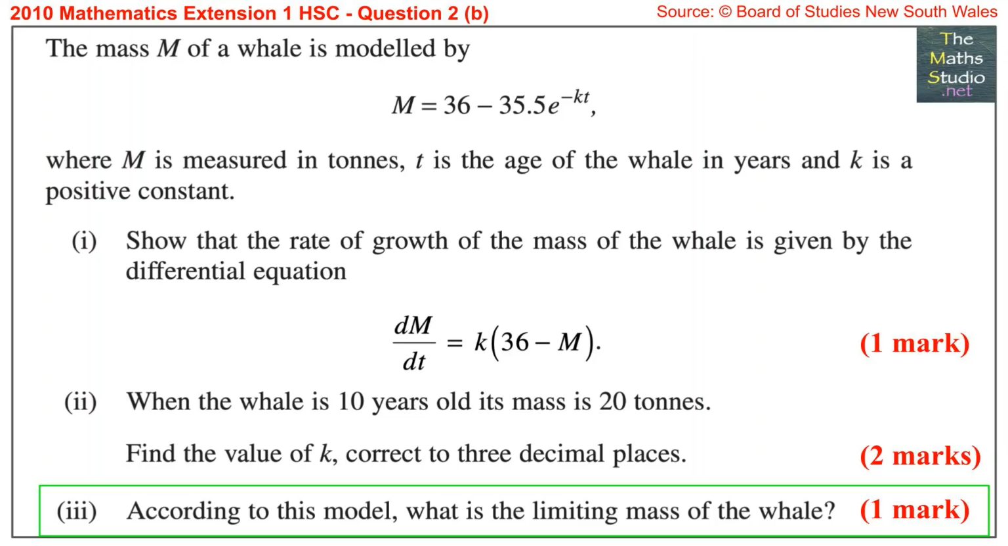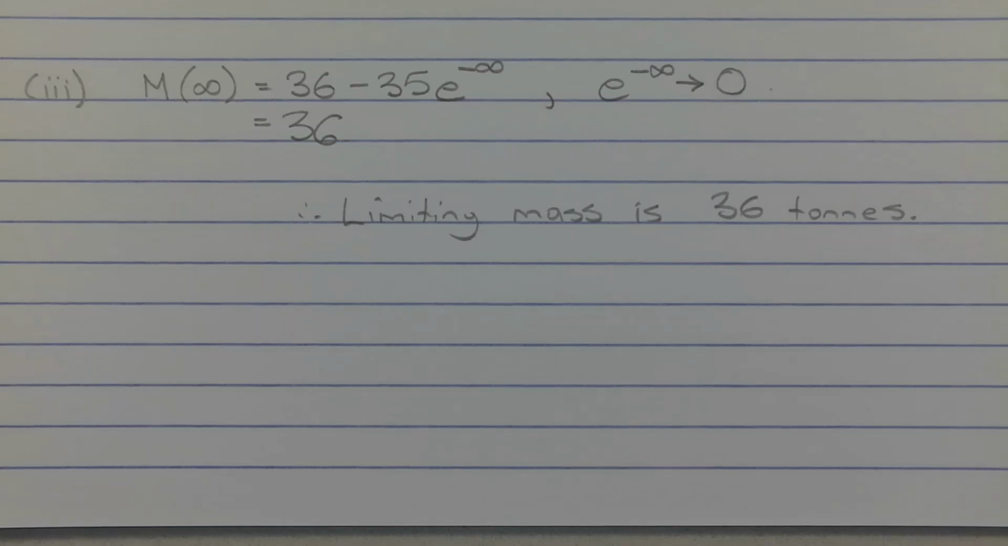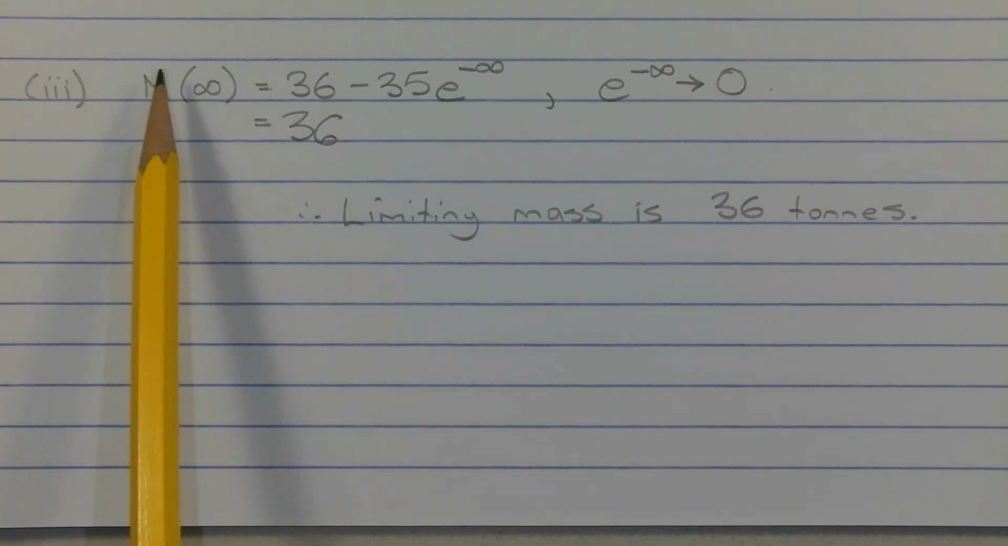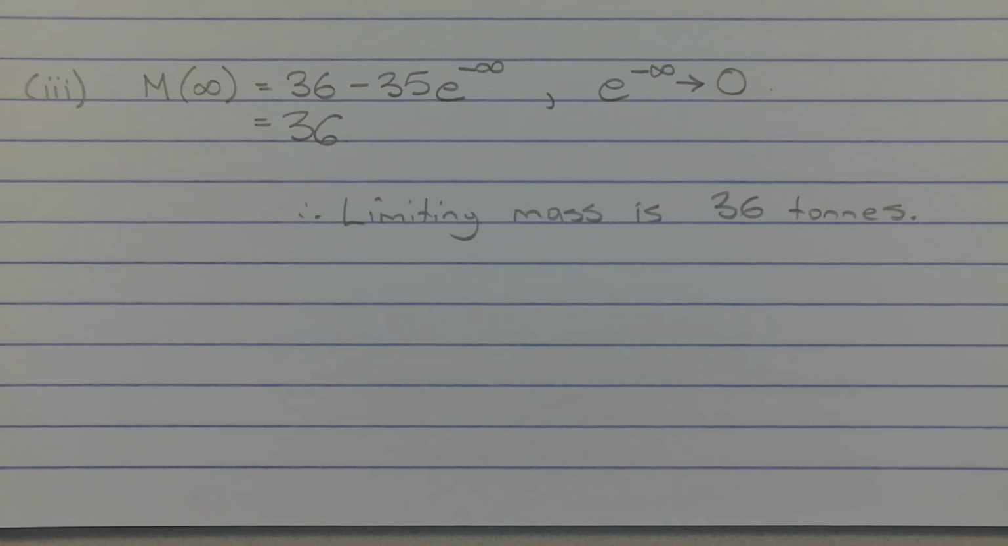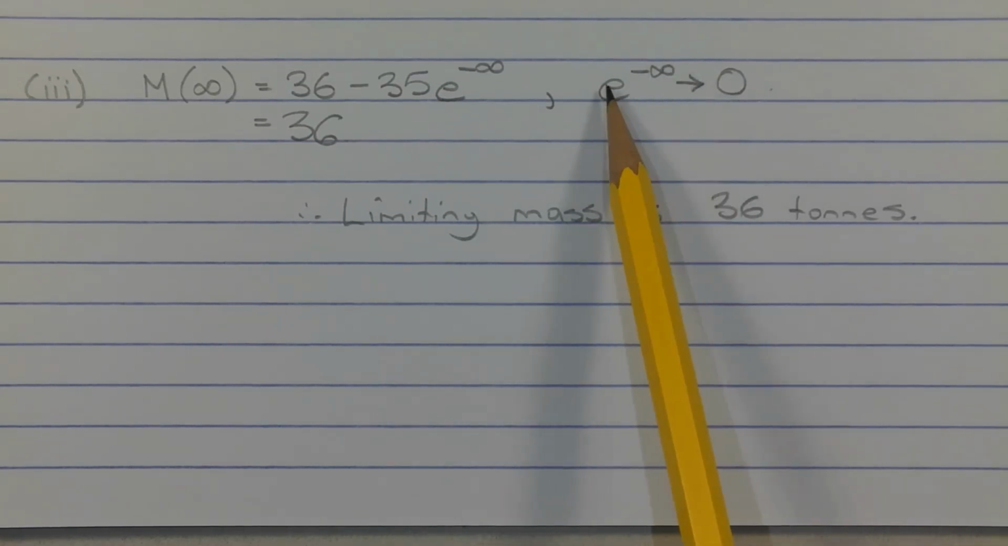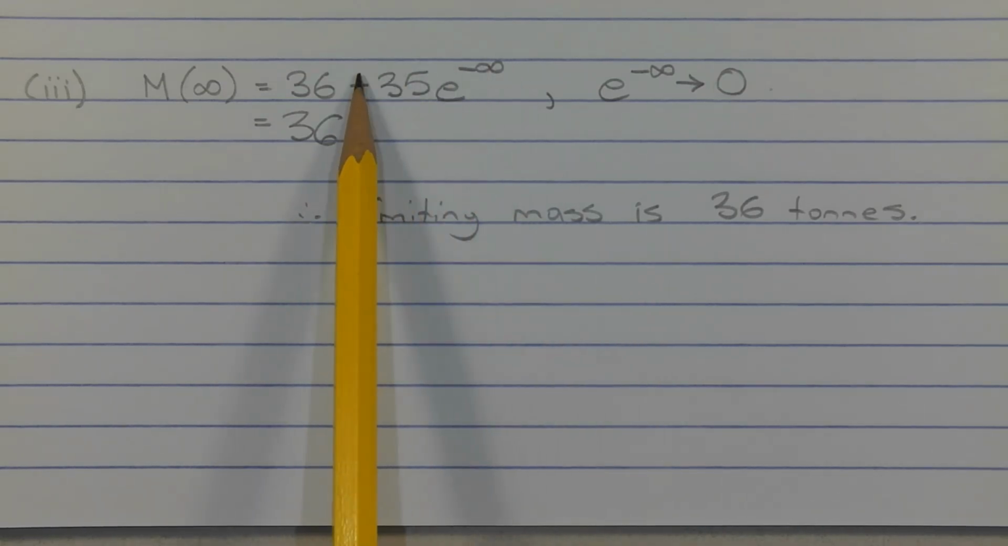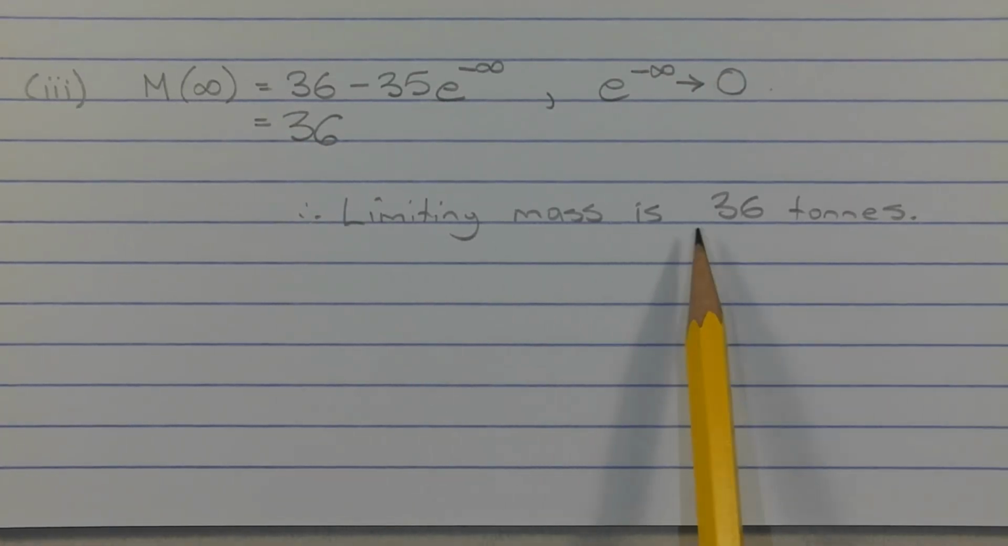Part 3. According to this model, what is the limiting mass of the whale? The limiting mass is achieved as time approaches infinity. Now another way to look at it is, let's evaluate m of infinity. So that equals 36 minus 35.5 times e to the power of negative infinity. Now, as time approaches infinity, e to the power of negative infinity approaches 0. So this whole term here approaches 0. So m of infinity is equal to 36. Therefore, the limiting mass is 36 tonnes.